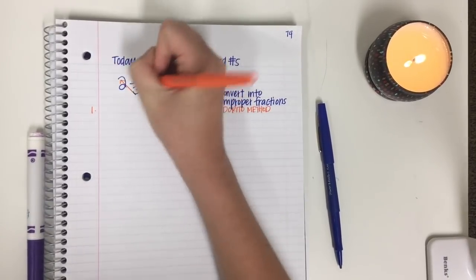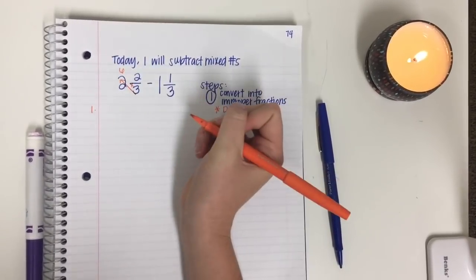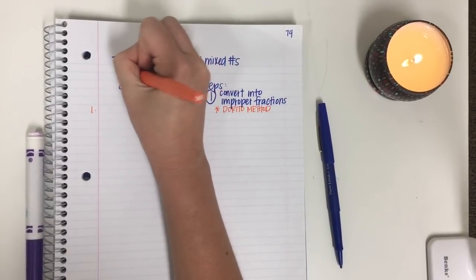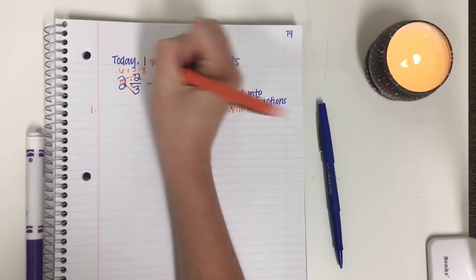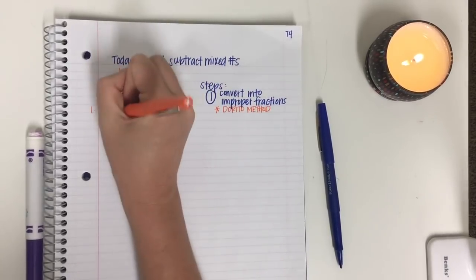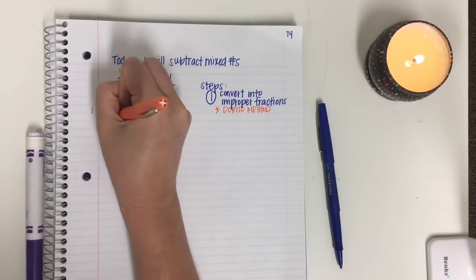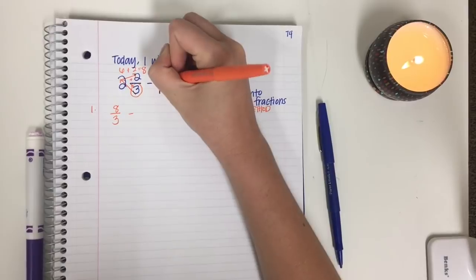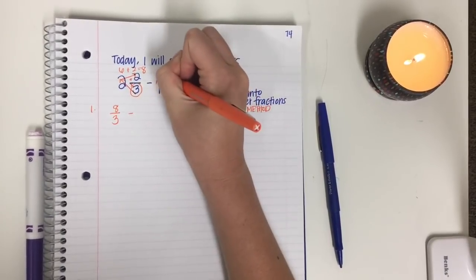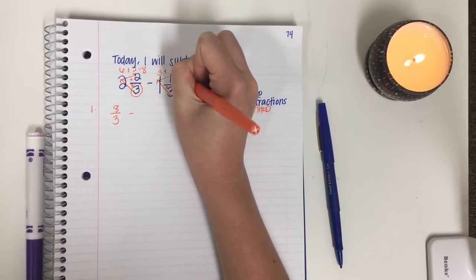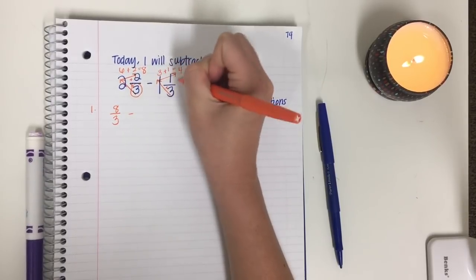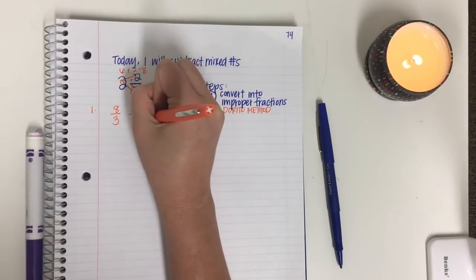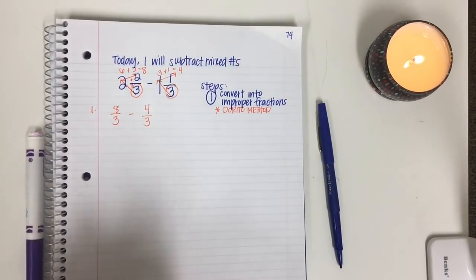So 3 times 2 is 6. 6 plus 2 is 8. Your denominator stays the same. So our first improper fraction is 8/3. Okay. Next, 3 times 1 is 3. Plus 1 is 4. Your denominator stays the same. So now I have 4/3. Okay.